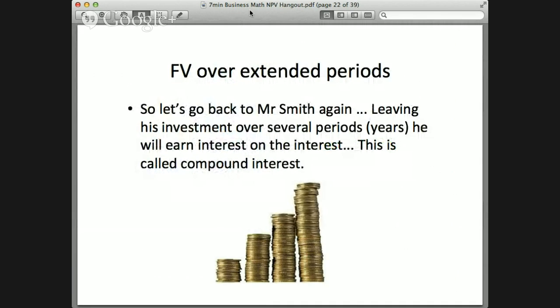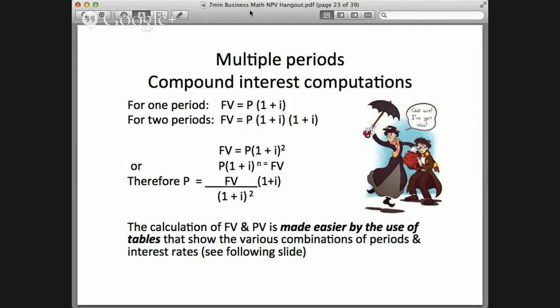So let's look at the future value over extended periods or over years. Going back to Mr. Smith again, leaving his investment over several periods or years, he will earn interest on the interest. So he's earning money on somebody else's money. This is called compound interest. So the multiple periods and compound interest is as on the screen. We have 1 period, future value equals the principal money plus 1 point and whatever the interest might be. And if it's over 2 periods, there you have the second year calculation.